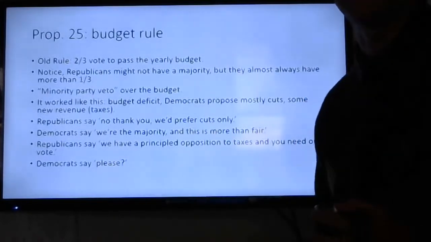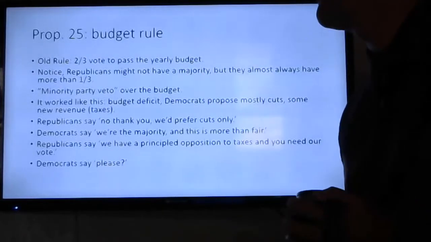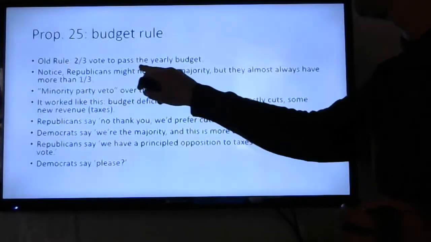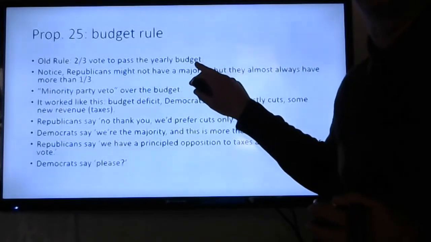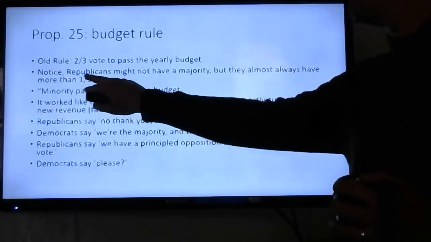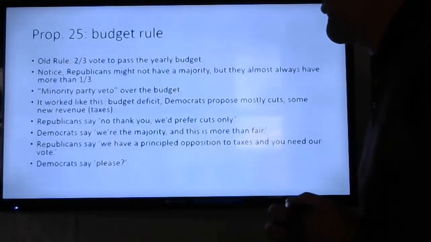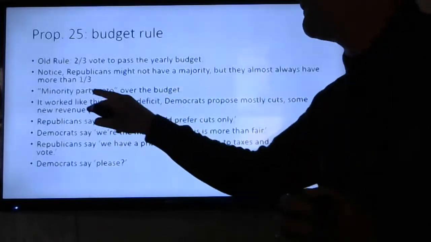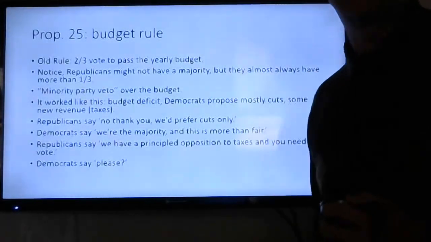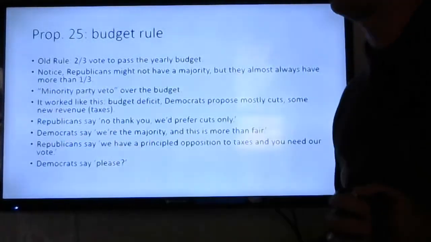This rule change is maybe the most important of all of them, okay? Our budget rule. The old rule was a two-thirds vote to pass the yearly budget. Makes it really hard to pass a budget. Notice, in this situation, Republicans might not have had an actual majority in the Senate or House of Assembly, but they almost always had more than one-third of the votes, okay? What did this mean? It was a kind of minority party veto over the state budget.